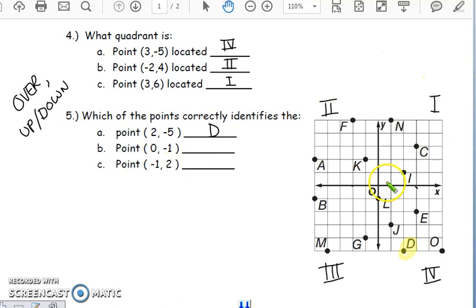0, 1. That means go over none, down 1. That gives us an L. Negative 1, comma 2. So over 1 to the negative, up 2. That gives me a K. Again, make sure you're writing down any questions that you may have so we can go over them in class.